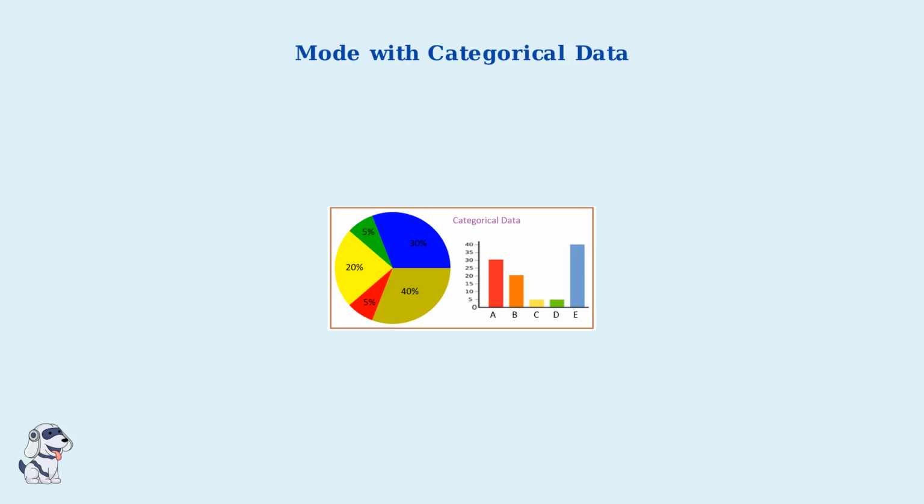The mode is particularly useful for categorical data where mean and median cannot be calculated. In these charts, we can identify the most frequent category, the modal category. In the pie chart, the gold section represents 40% of responses, making it the modal category. Similarly, in the bar chart, we can visually identify which category appears most frequently. Understanding the mode and its types helps public health researchers identify the most common responses, behaviors, or characteristics in their data, which is essential for developing targeted interventions and policies.